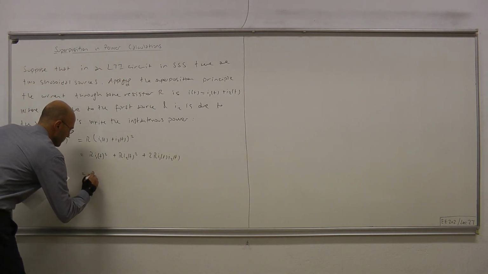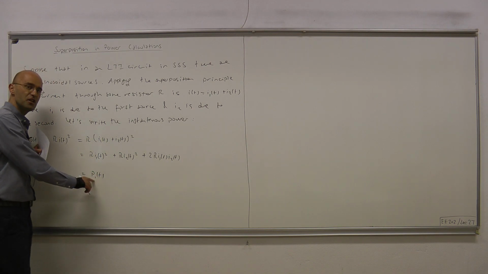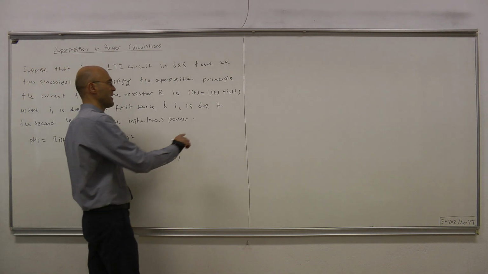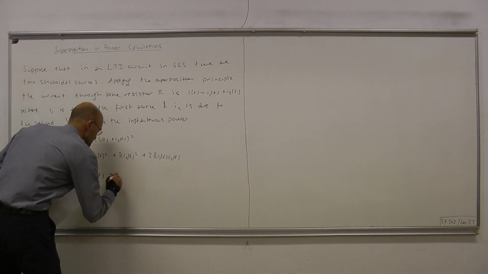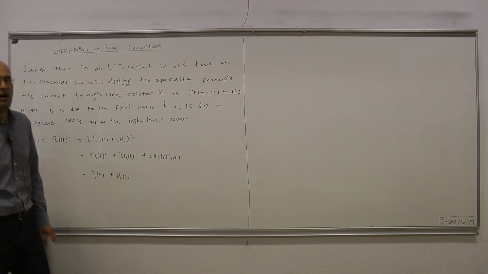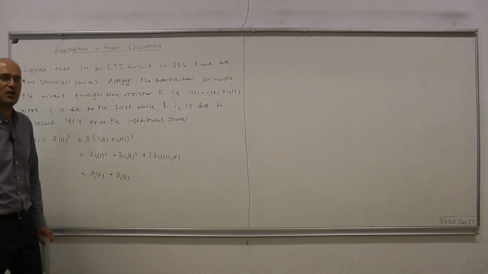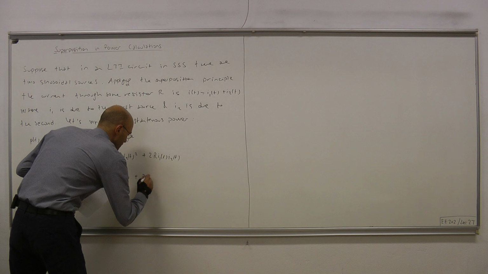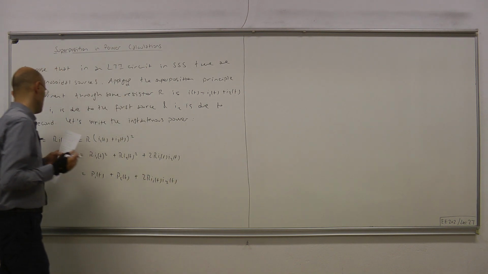And that can be written as P1 of t, which is the instantaneous power absorbed by the resistor when the first source is active only. That means when I1 is passing through it, plus P2 of t, which is the instantaneous power measured when only the second source is active. That is when only I2 is passing through the resistor. And then we have the cross term, I1 of t, I2 of t.